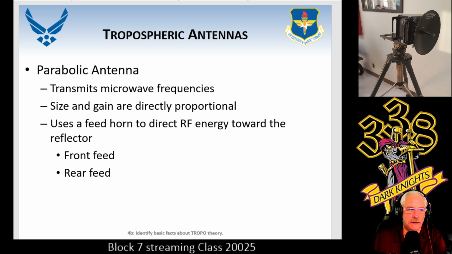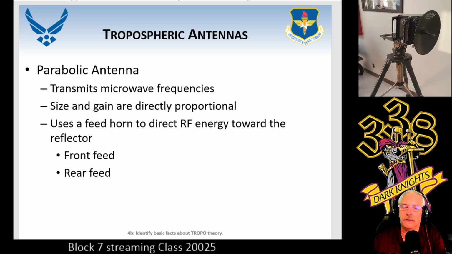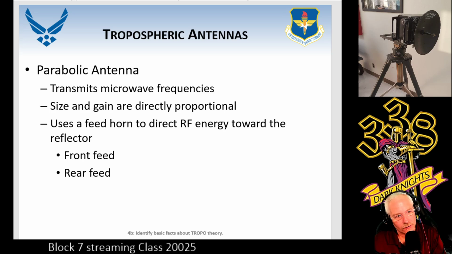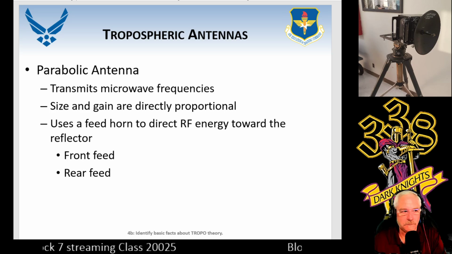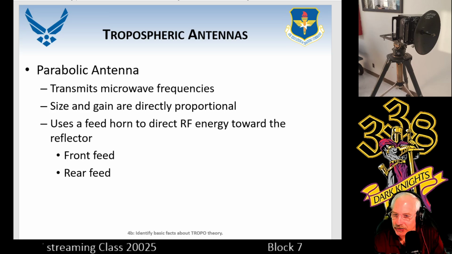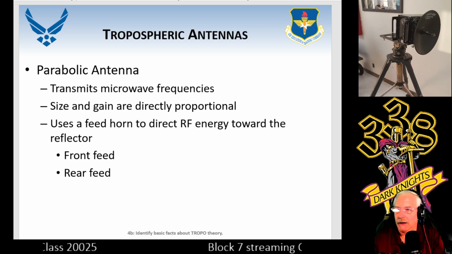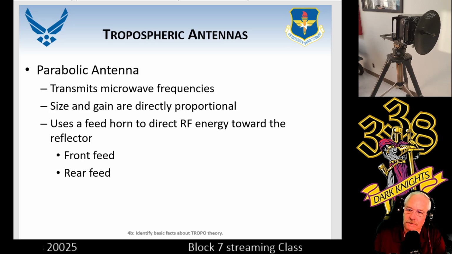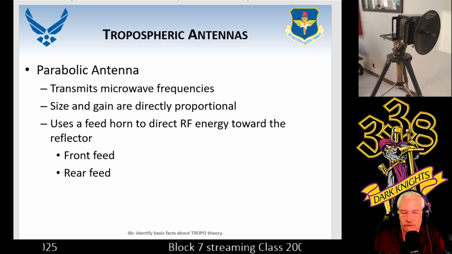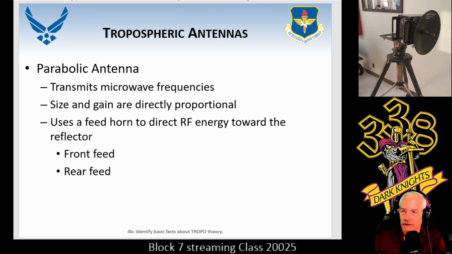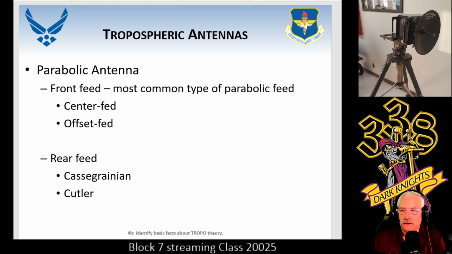We have a parabolic antenna. This one is more designed for microwave frequencies, microwave being the higher end. Size and gain are directly proportional. So the bigger the dish, the better the gain. Okay? We use feed horns. You have a front feed and a rear feed. Most of your DirecTV Dish Network TVs or dishes are front feed. The parabolic antenna is the dish itself. Then you can do either front or rear feed.